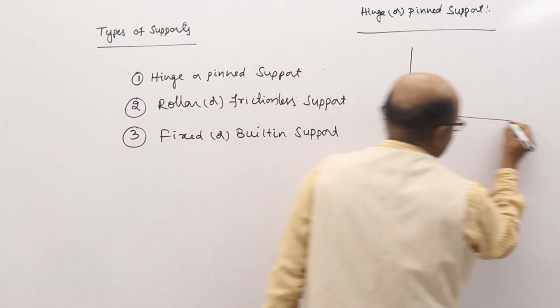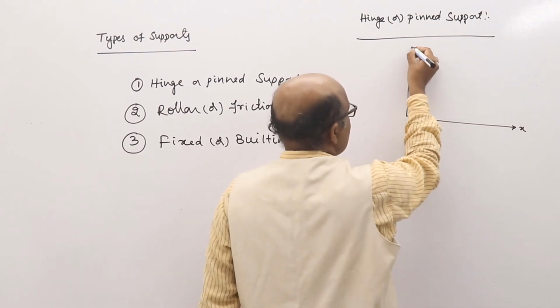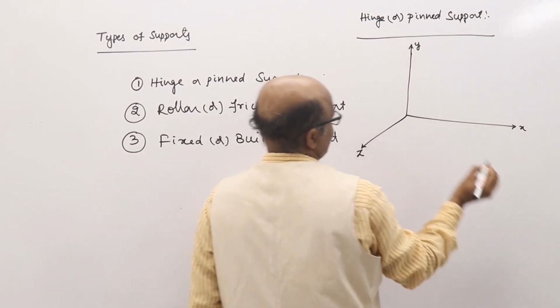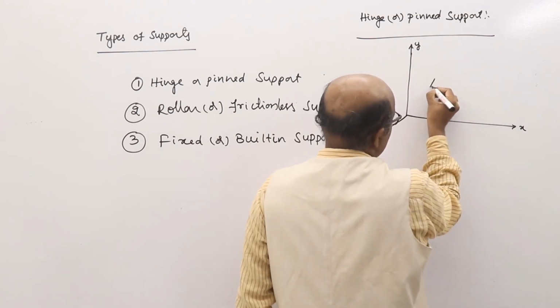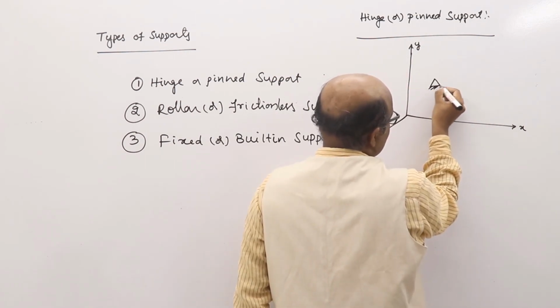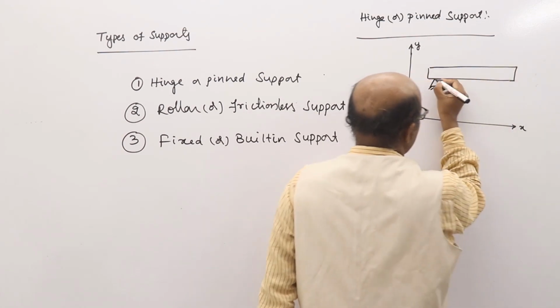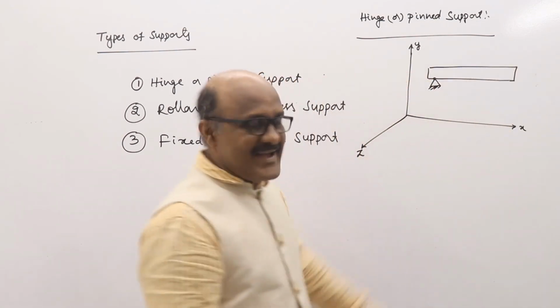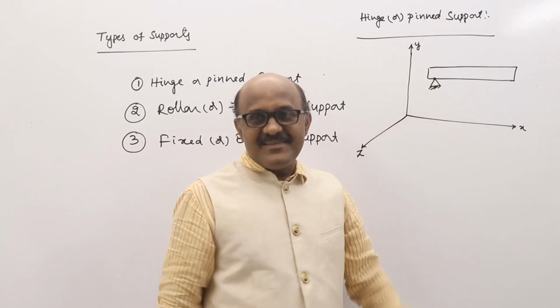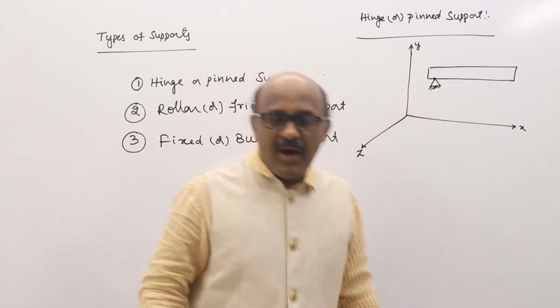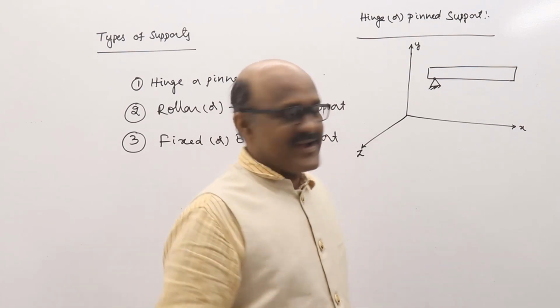Now this is the x-axis direction. This is the y-axis direction. This is the z-axis direction, my dear students. Now a hinge support is like this. Here it is a beam. This is a hinge support. Now we are drawing the free body diagram, my dear students.